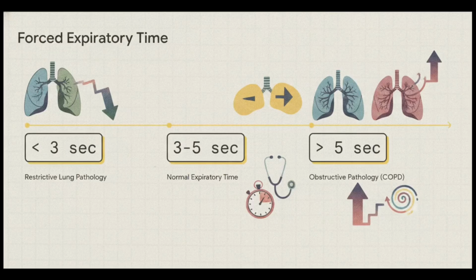You know, you don't always need complex machines for this stuff. Sometimes your stethoscope and a watch are totally enough. You can use the forced expiratory time to instantly differentiate lung pathologies at the bedside. You just ask the patient to take a deep breath and forcefully exhale while you auscultate right over their trachea. A normal exhalation should take 3 to 5 seconds. If it's dragging on longer than 5 seconds, you're likely looking at an obstructive pathology like COPD. But if they expel all that air in less than 3 seconds, start thinking restrictive lung disease.